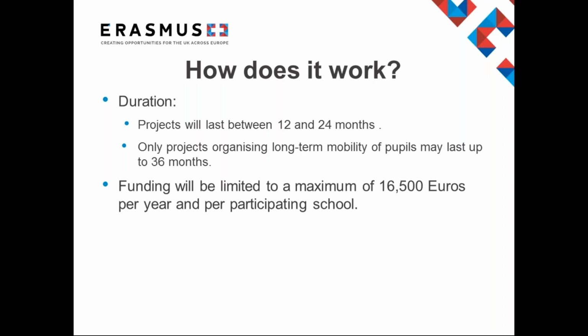Funding is capped at €16,500 per year and per participating school. Whilst this is the formula that is used to calculate the total funding, the funding does not have to be split equally between the schools. For example, if two schools apply for the maximum amount of funding for a one-year project, they would apply for €33,000. This would then be split, for example, as €20,000 for one partner and €13,000 for another, depending on each school's activities.